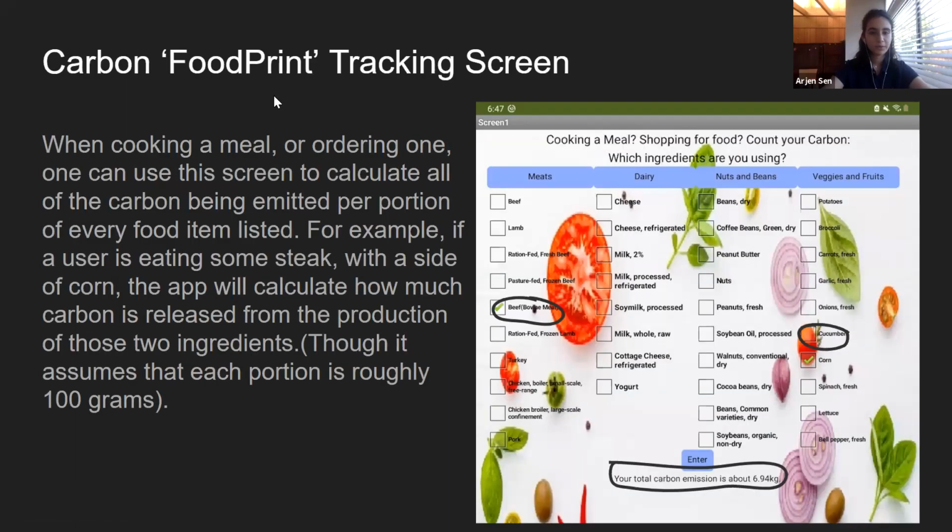On the carbon footprint tracking screen, when cooking a meal or ordering one, the user can use the screen to calculate all of the carbon being emitted per portion for every food item listed. For example, if a user is eating some steak with a side of corn, the app will calculate how much carbon is released from the production of those two ingredients. It assumes that each portion is roughly 100 grams, as seen on the screen to the right.